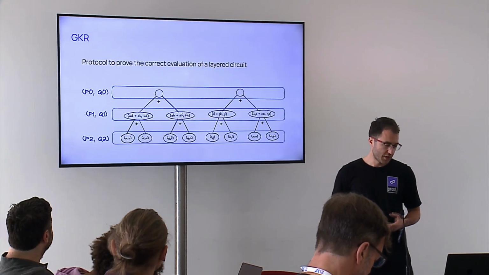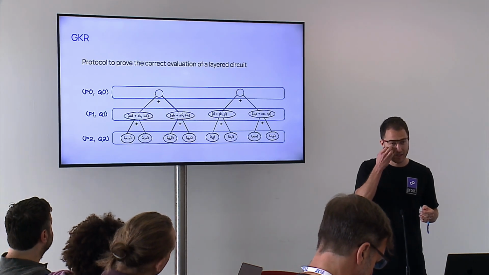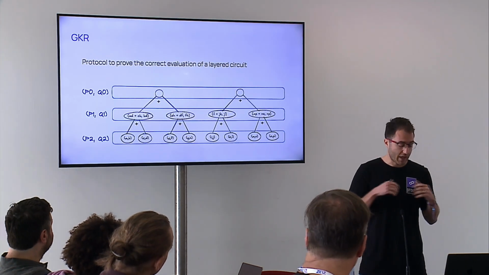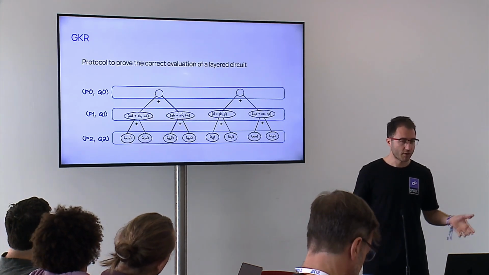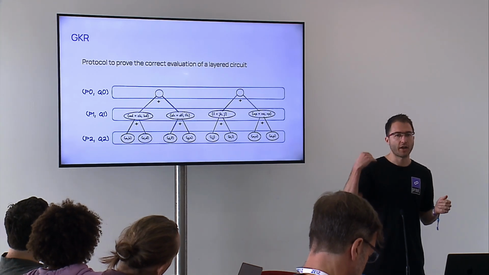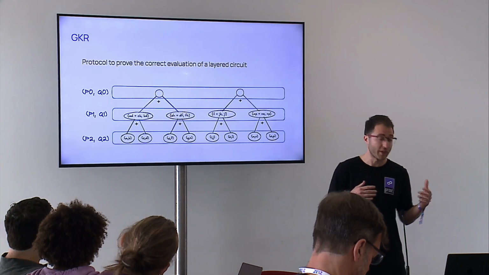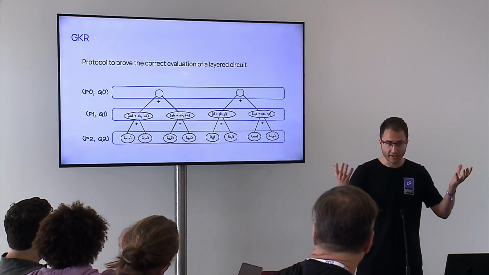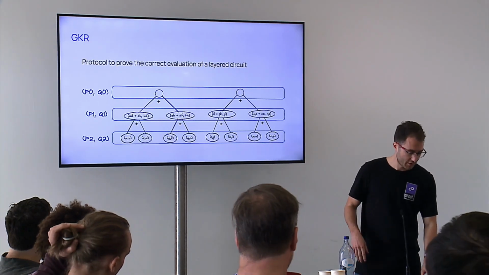So GKR is a protocol to prove the correct evaluation of a layered circuit. So we have a circuit here. We'll go into the details of what's in there. But just in general, you have a circuit, and you want the prover to evaluate it, and the verifier to succinctly be able to check that the prover indeed did this correctly. This is all that GKR does.